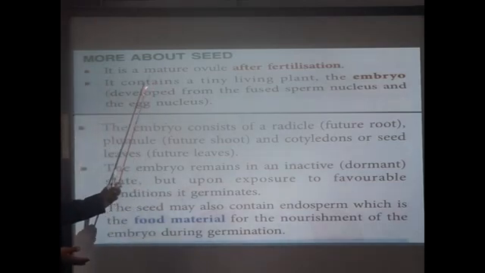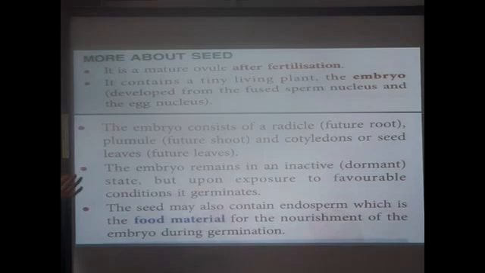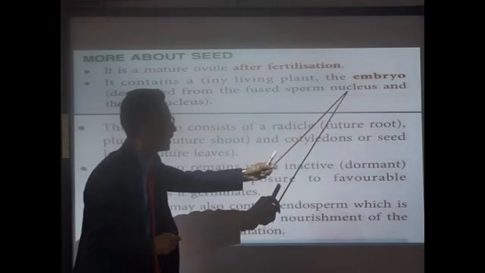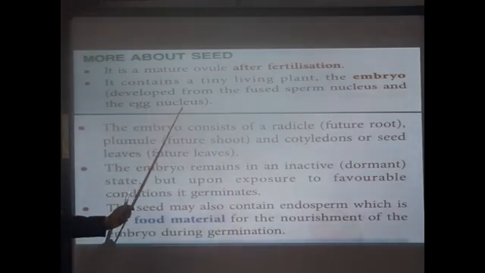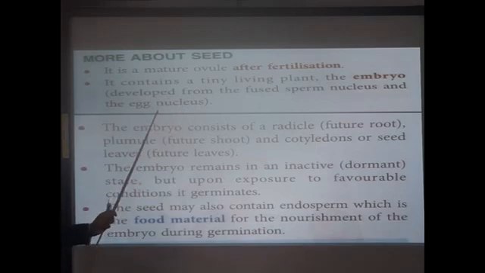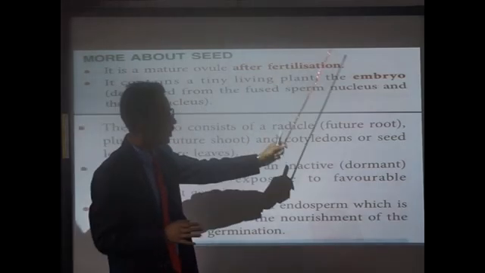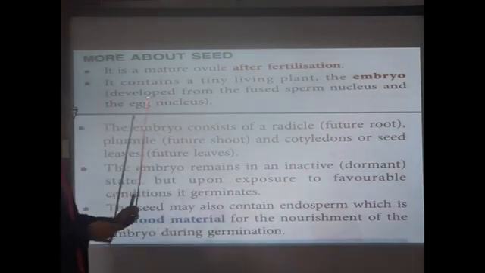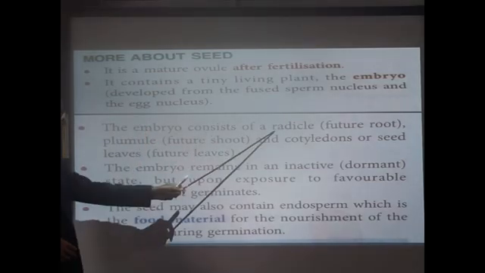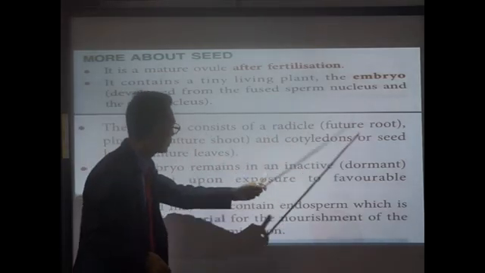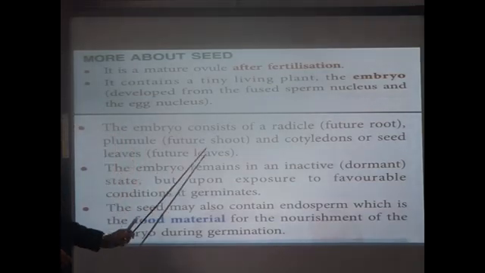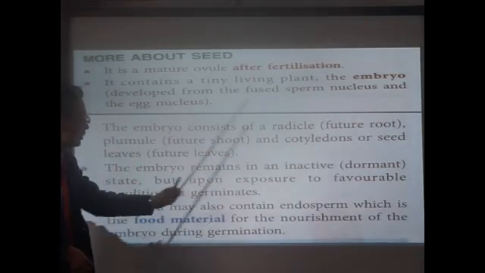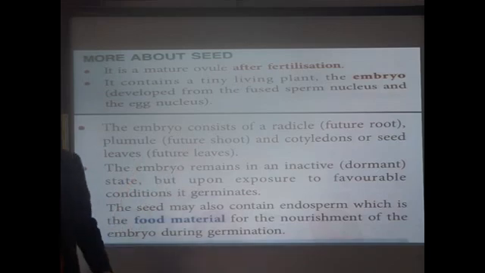Clear? So seeds contain a tiny living plant, the embryo, which is formed by the fusion of the sperm nucleus and the egg nucleus. This is the male gamete and this is the female gamete. You will form a zygote, and the zygote will develop into an embryo, and whenever the embryo germinates, it will develop into a new plant. The embryo consists of the radicle, which is the future root, the plumule, which is the future shoot, and the cotyledons or the seed leaves, which are the future leaves.